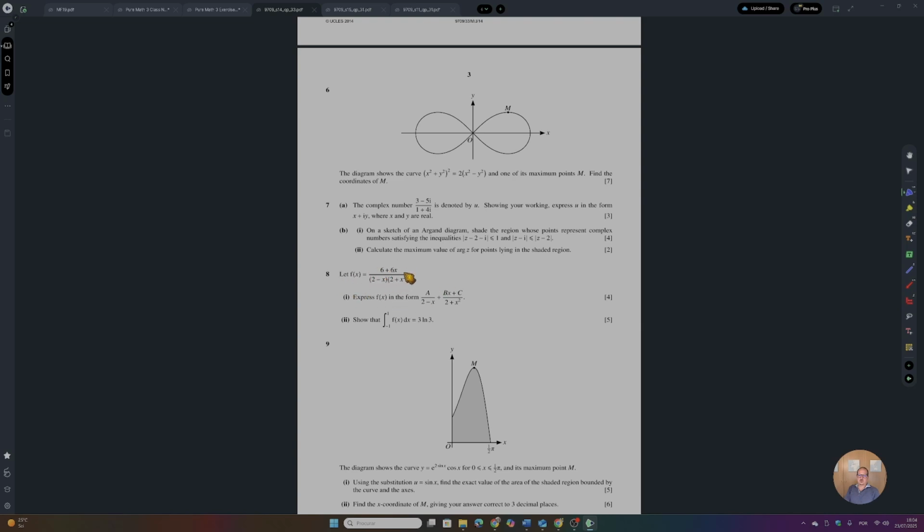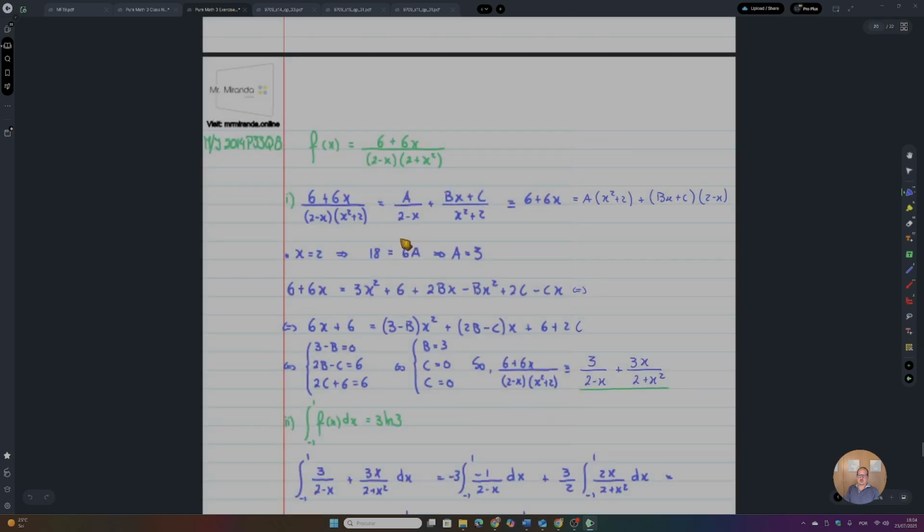You have here a fraction. Express this fraction, this function, in the form given. You should know that this is a type 2, not that it matters much, because you have the form already. So you just have to figure out the values of a, b, and c. The procedure is all the same.